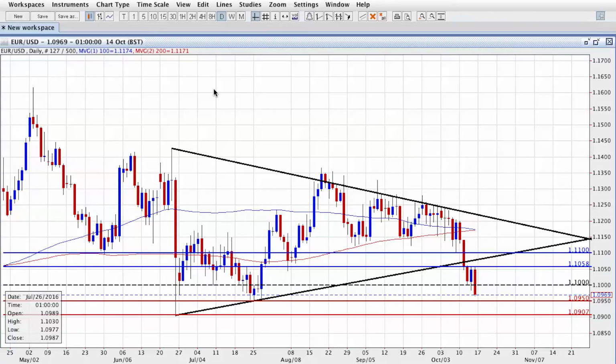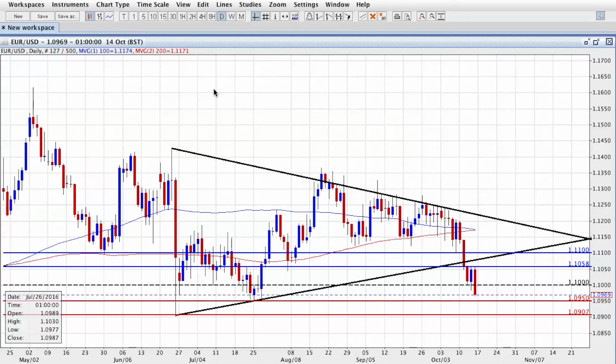Today I'll be looking at the euro against the US dollar. I'll be discussing the upcoming economic calendar this week. I'll also be having a brief recap on the euro dollar, and I'll also be identifying the key technical levels that you need to know this week.